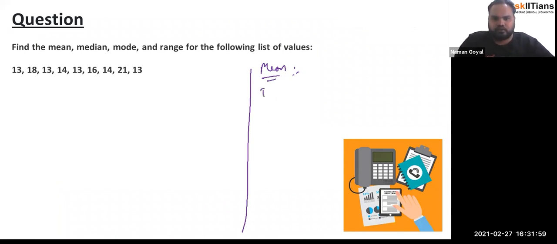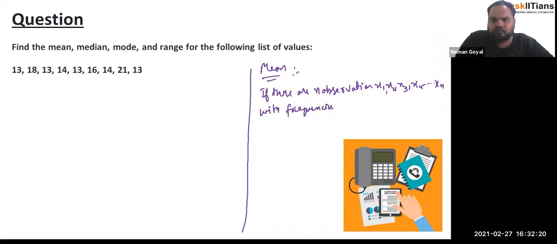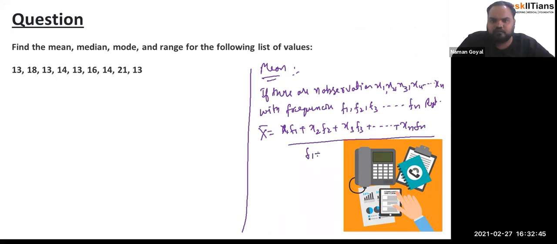See, if there are n observations x1, x2, x3, x4 and so on up to xn with frequencies f1, f2, f3 and so on up to fn respectively. So what is the mean? Now mean becomes x1 f1 plus x2 f2 plus x3 f3 plus and so on up to xn fn, upon f1 plus f2 plus f3 and so on up to fn.